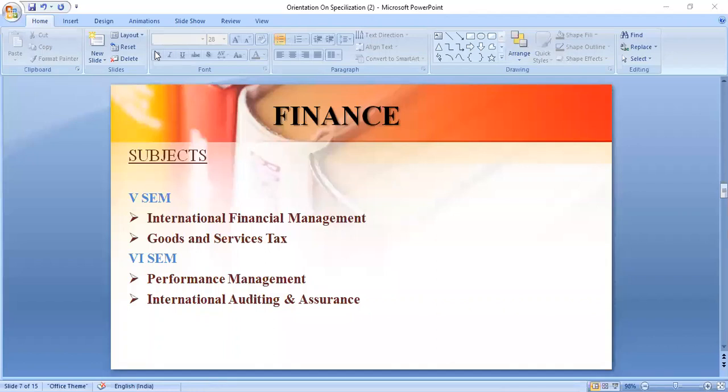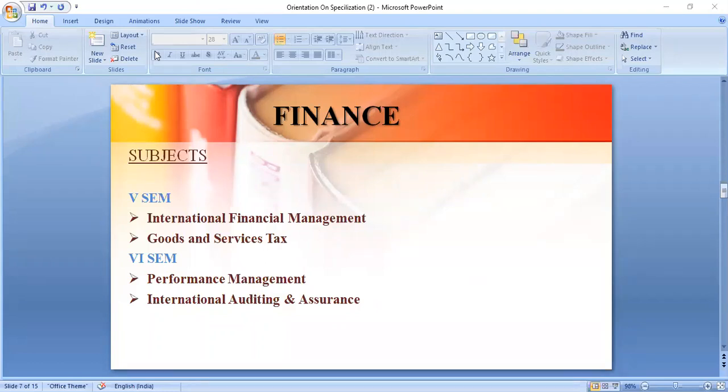Moving on to the 6th semester subjects, that's the finance specialization papers. Firstly, you have performance management in the 6th semester. This subject is going to completely focus on the finance techniques of management's performance, as the title itself talks about it. Here, we will be analyzing costing and also a few management accounting concepts.